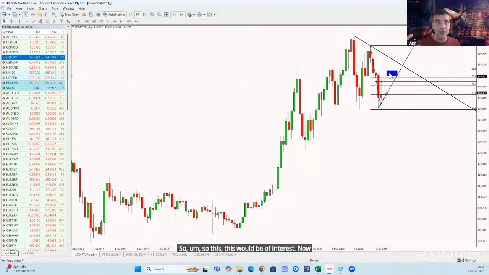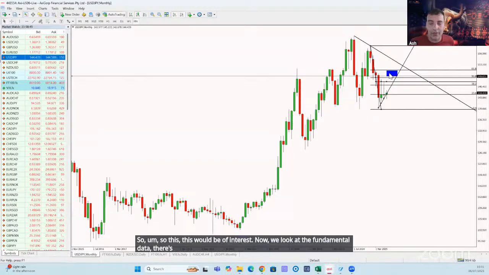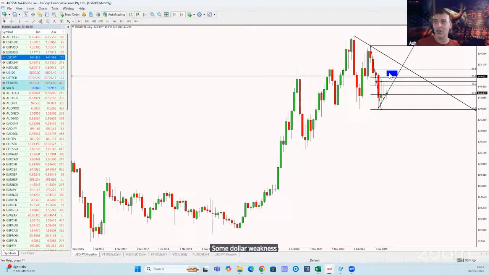Now we look at the fundamental data. There's more fundamental data with the United States, so that points to some dollar weakness. And you look at the COT data, the dollar yen is pushing in, is providing some weakening as well.